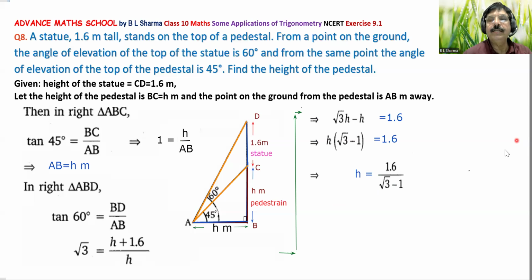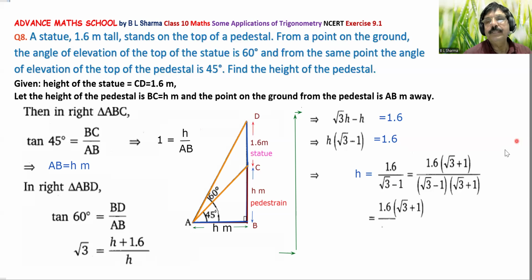Now rationalize the denominator. So 1.6 upon root 3 minus 1, multiplied by root 3 plus 1 divided by root 3 plus 1. So 1.6 times root 3 plus 1, upon 3 minus 1, that is 2. 1.6 by 2 is 0.8, times root 3 plus 1. That's all. This is what we had to find out, the height of the pedestal.